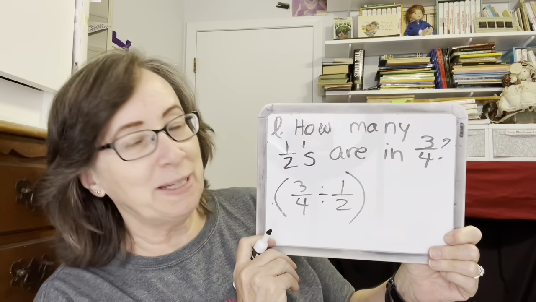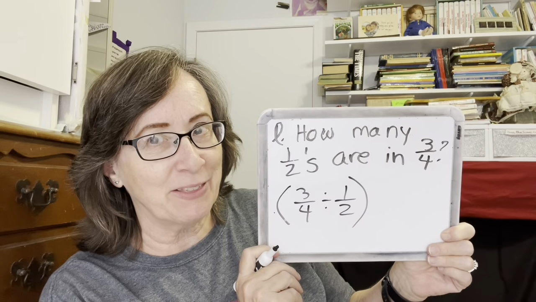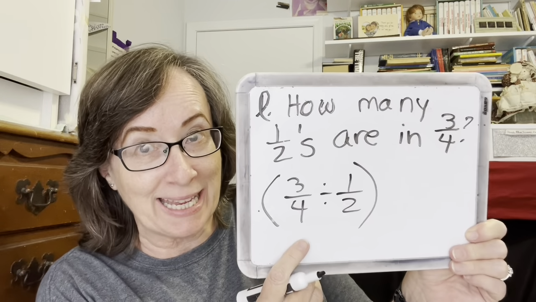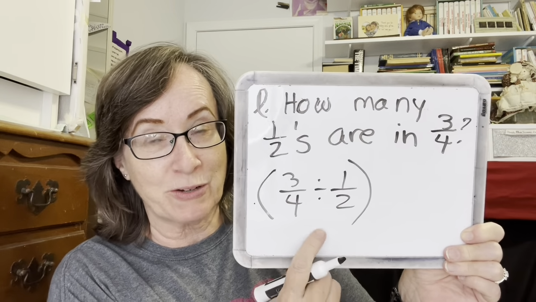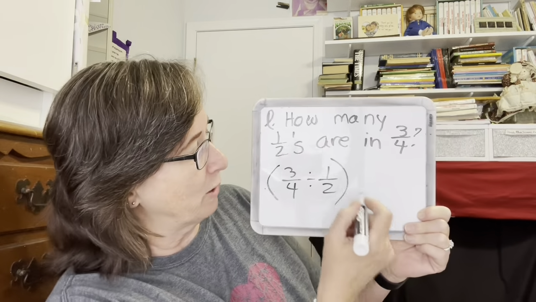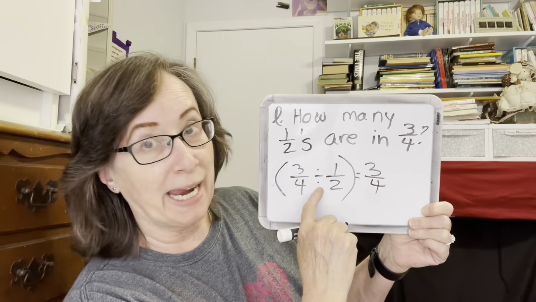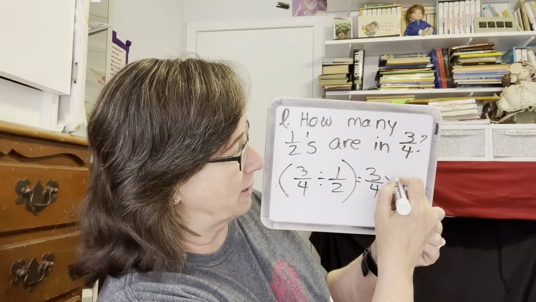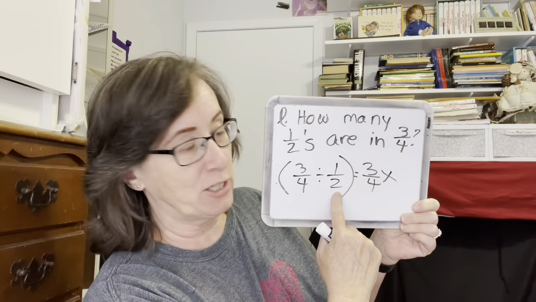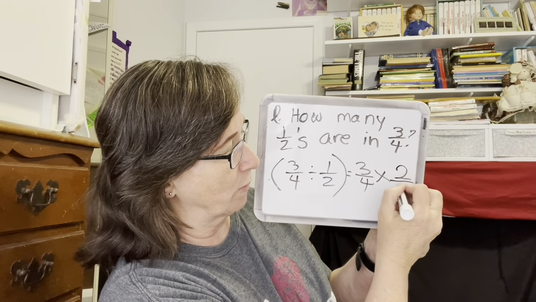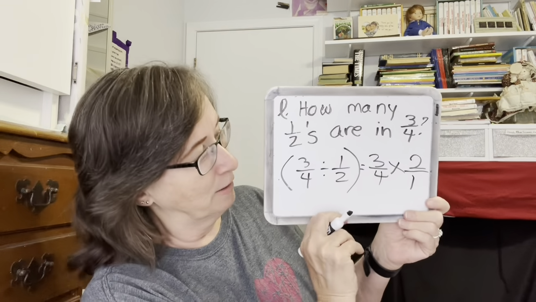L says, how many 1/2 are in 3/4? And they even give you a hint in the book. 3/4 divided by 1/2. So we're going to leave the 3/4 alone. We're going to change the division sign into a times. We're going to flip the 2 over to get 2 over 1. And it's as easy as that.